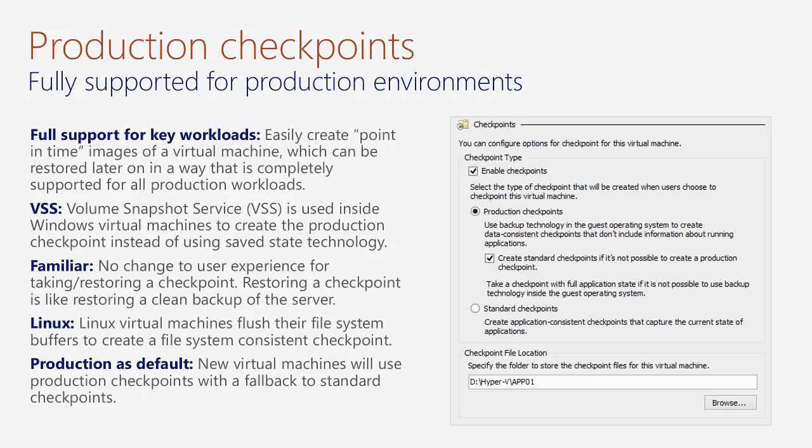With every release of Hyper-V, we've been making changes and refinements to make checkpoints safer in production environments. And finally, in Windows Server 2016, we are now at a stage where we can say, yep, these are completely supported in production environments. So what are some of the changes that have been made, and what's been the final step in Windows Server 2016?